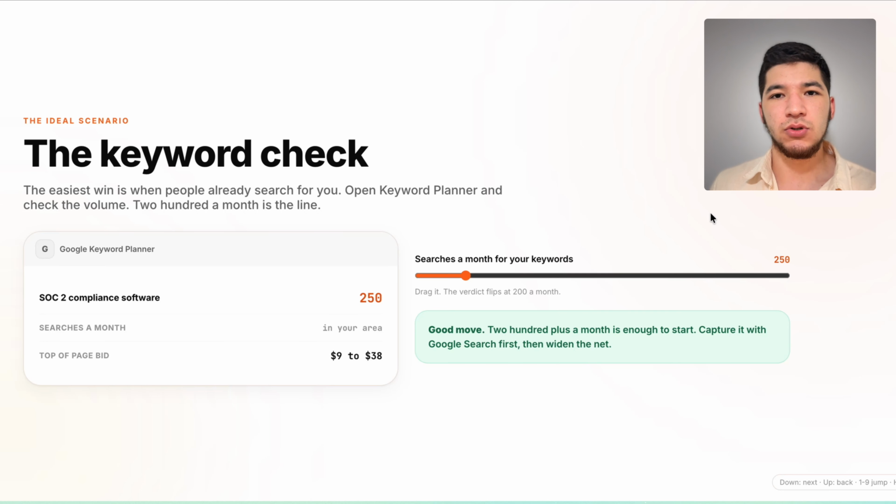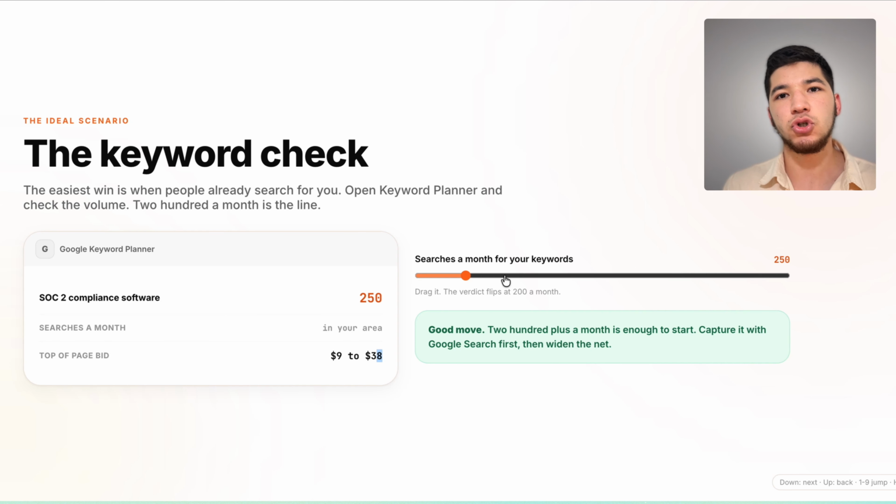First thing you need to do is go to a tool called Keyword Planner that's on Google Ads. What you're going to do is type in your own service, right? So let's say SOC2 compliant software, and you're going to see how many searches you're getting a month. And then you're going to look at top of page bid. This means how many dollars are you paying per each click? Let's say on average, it starts at 9 and ends at 38. That's like the average. And then you get 250 searches a month.